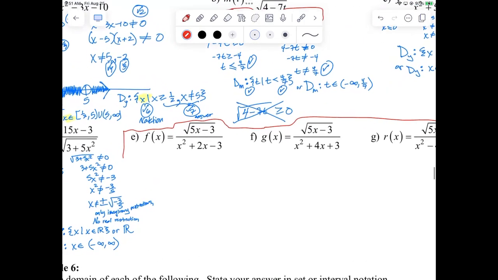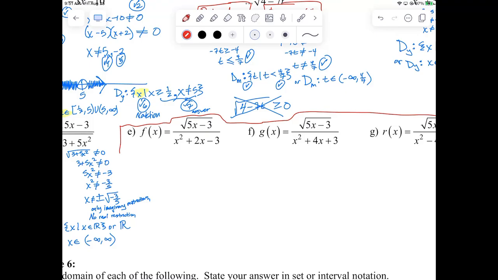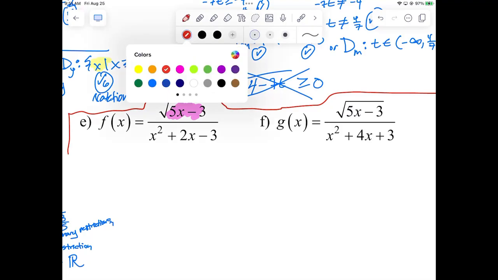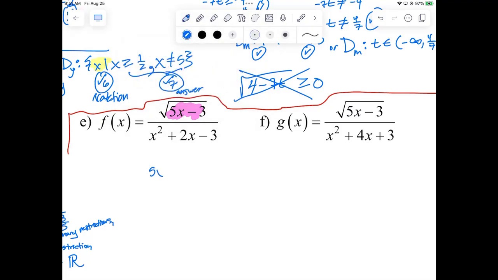So if I were to start any one of these three, my first plan of attack would be to notice that there is a square root with a variable underneath it, right? See that? So we would come off to the side here and say 5x minus 3 is greater than or equal to 0. And I'll show you where the points would come.